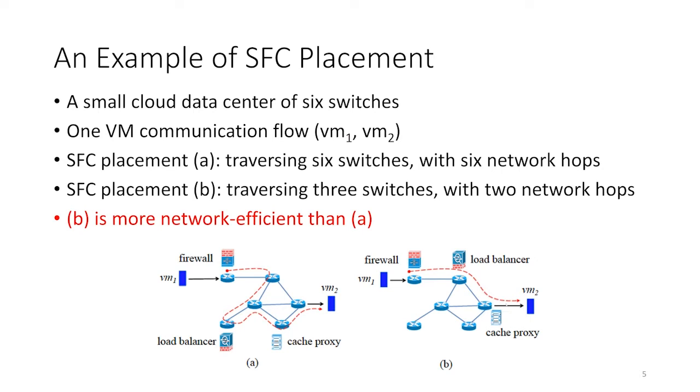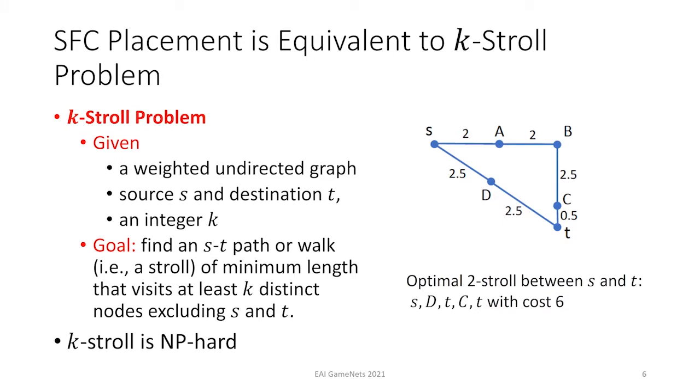Comparing the path taken in A with the path taken in B, we can see that B is more network efficient than A. For simplicity's sake, we assume here that each edge is unweighted, but this is not necessarily the case in many real-world problems, where the network hops can have different costs or delays, which can make these problems more complex. In our paper, we discovered that the SFC placement problem is equivalent to the k-Stroll problem.